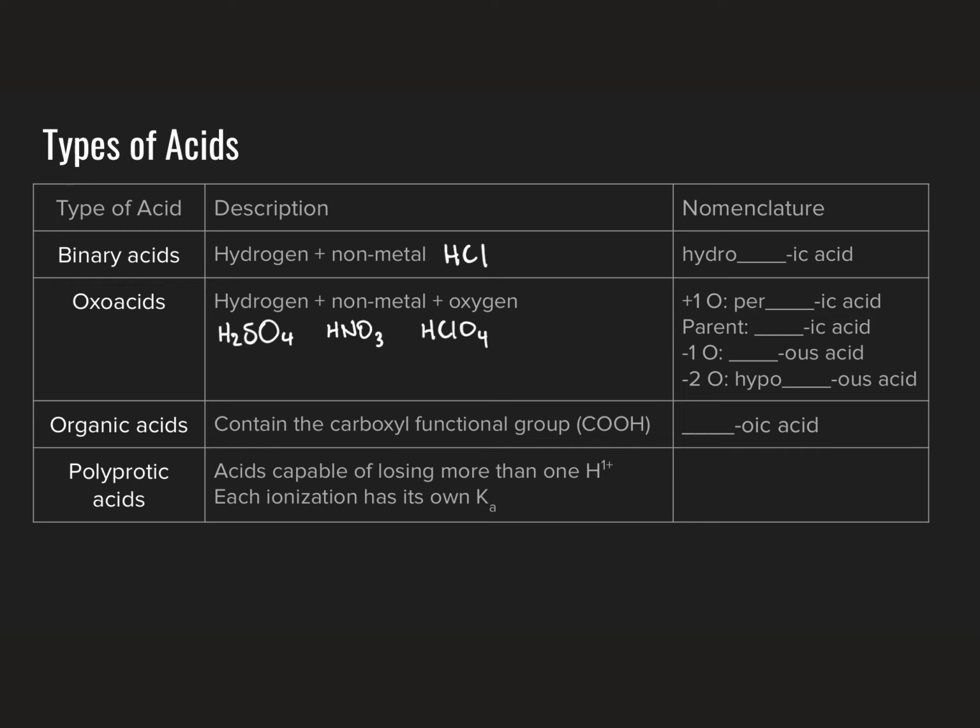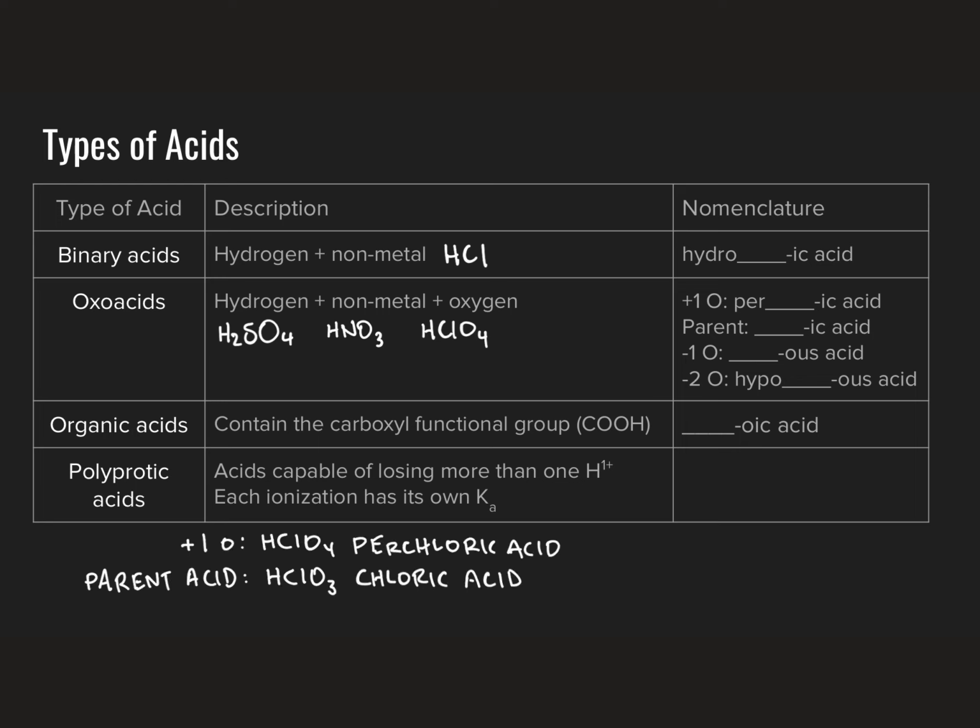And so a common example from this would be the chloric acid family. The parent acid, chloric acid, has the formula HClO3. With one extra oxygen, we would have HClO4, that is perchloric acid. One fewer oxygen would be HClO2, that is chlorous acid. And then two fewer oxygens in that family, we would have HClO, otherwise known as hypochlorous acid. So both binary acids and oxoacids, those ternary acids, are familiar to you from your nomenclature from last year.